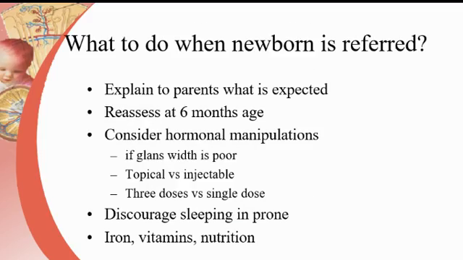Now, what do we do when a newborn is referred? We have to counsel the parents basically. We have to explain to the parents what is expected, and we have to reassess them at the age of 6 months again. The reason to reassess at 6 months is to see how the shaft has grown, how the glans has grown. If the glans width is poor, then you may have to give some hormonal injections.